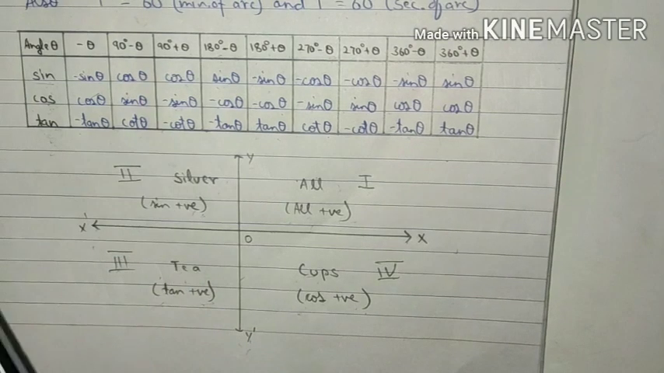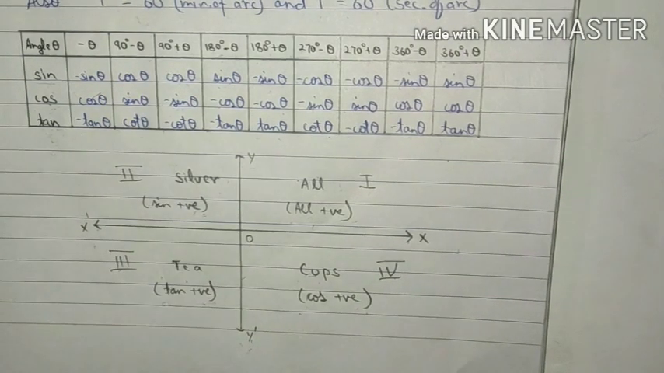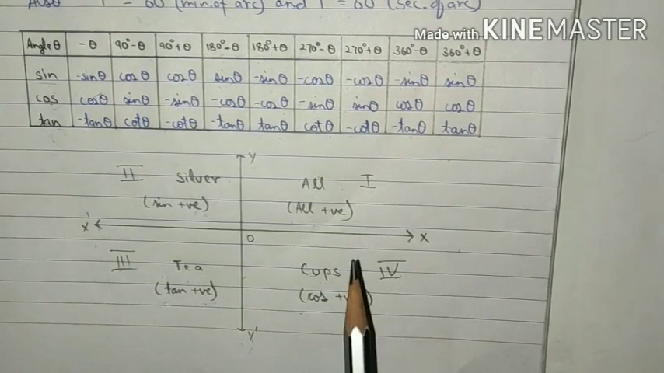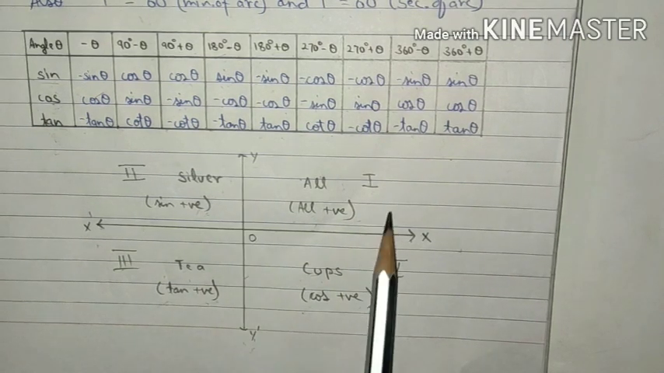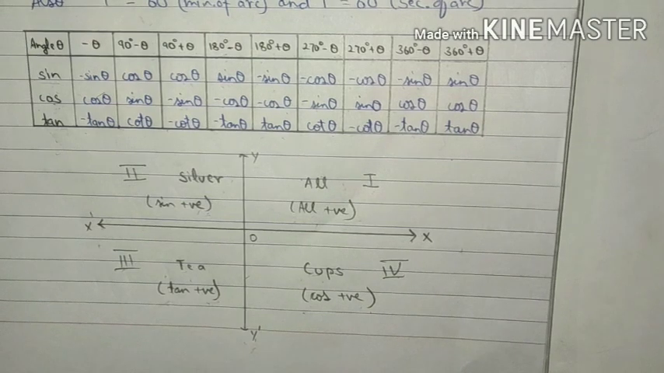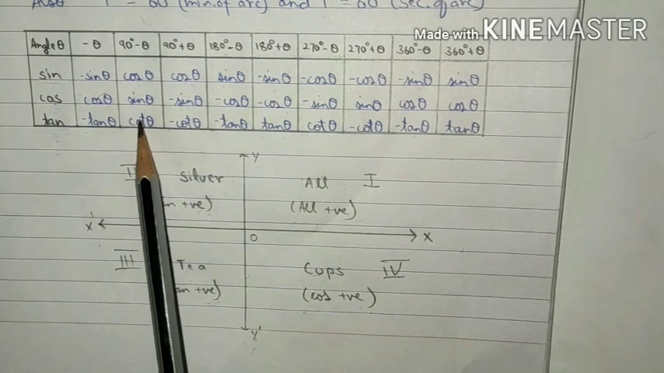Now because it is 90 minus theta, that means it will lie in between the range of 90 degree and 0 degree. So what do we observe? All the values are positive over here.